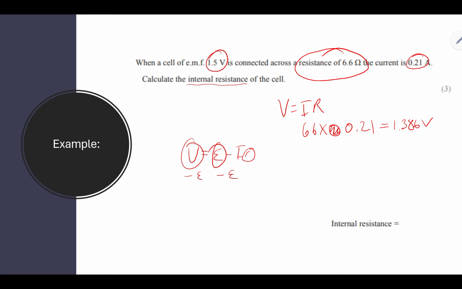So when we do that, we get minus 0.114 volts, and that will equal minus I little r. So then, as minuses are on both sides, we can just cancel it out. And then to get r by itself, we just divide it by I. And we know that I is 0.21. And so little r will equal 0.54 ohms. And don't forget the units.